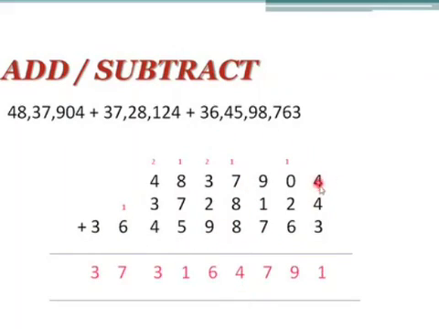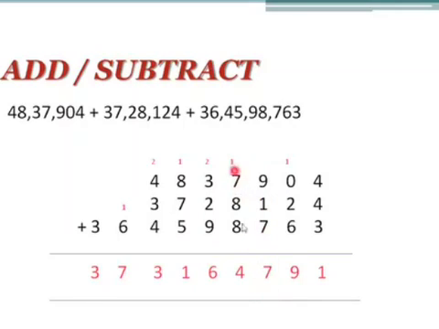You know that you have to add from the ones column. 4 plus 4, 8. 8 plus 3 gives us 11. In this 11, 1 we will write down and 1 we will carry. So 1 plus 0, 1 and 1 plus 2, 3. 3 plus 6, 9. So we write 9 down here. Next we have to add this column. 9 plus 1, 10. 10 plus 7, 17. So 1 we will carry up and 7 we will write down.